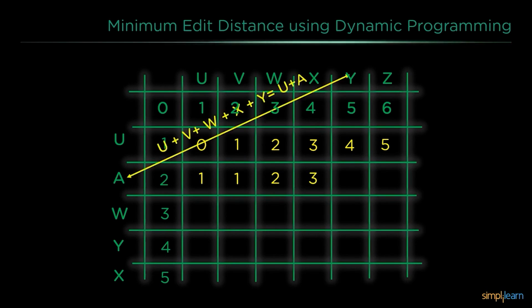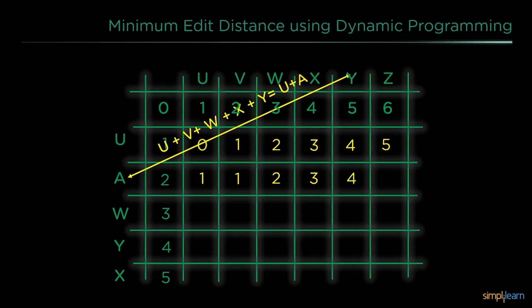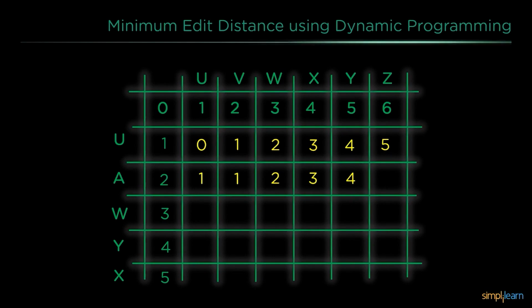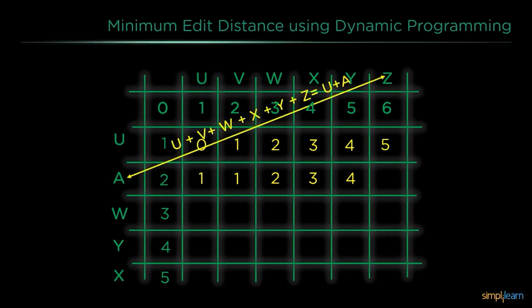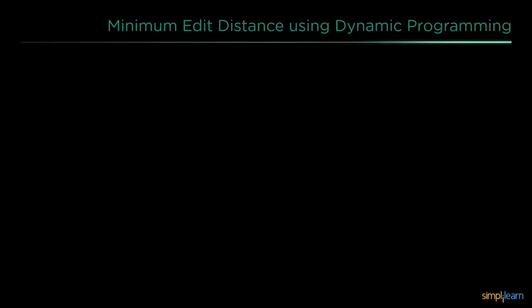Next we have U, V, W, X and Y in string 1 and we need to convert it to the U and A characters of string 2. This conversion will take four operations. And now we have all six characters in string 1, U, V, W, X, Y and Z, and we need to convert it to the U and A characters from string 2. This conversion will take 5 comparisons.